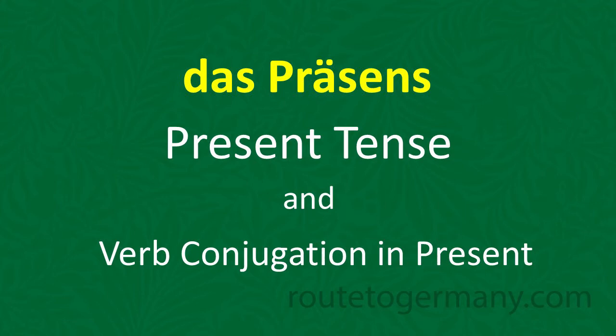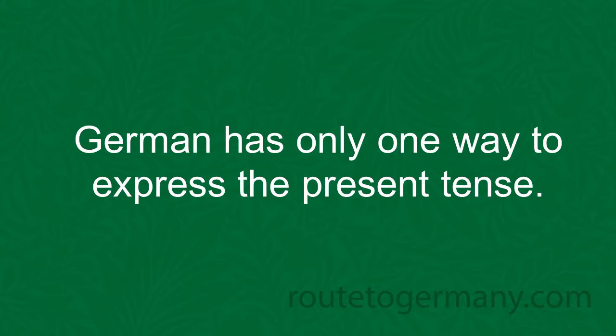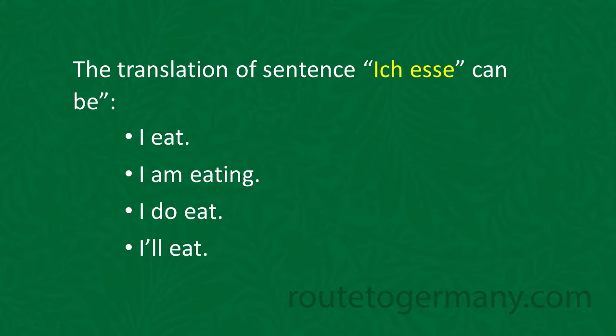Present tense in German is das Präsens, but it is a little bit different from English present tense. German has only one way to express the present. For example, in English, we have three ways to express the present: I eat, I am eating, and I do eat. In German, for all these sentences, we have only one structure, and that is ich esse.